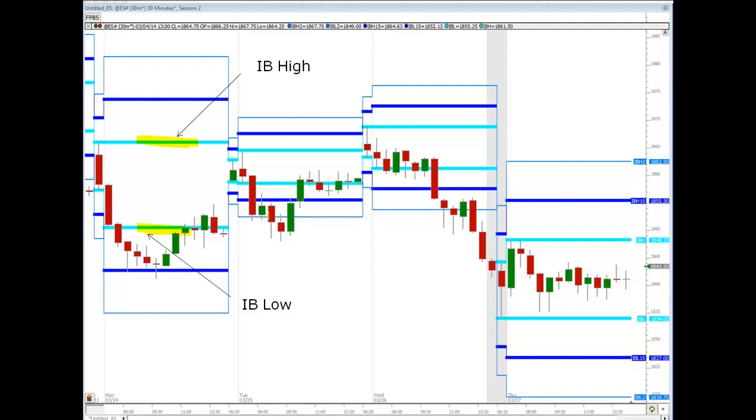Simply just looking at the initial balance and tracking price movement with nothing else, how powerful a tool that will be, and how we will be able to identify different opportunities in the market. Now, the next level is the dark blue. So the cyan was my initial balance high, initial balance low. The dark blue is 150% initial balance low, so that is 50% plus my initial balance low, so it makes it 150%. And the one above it is 50% above the initial balance high.